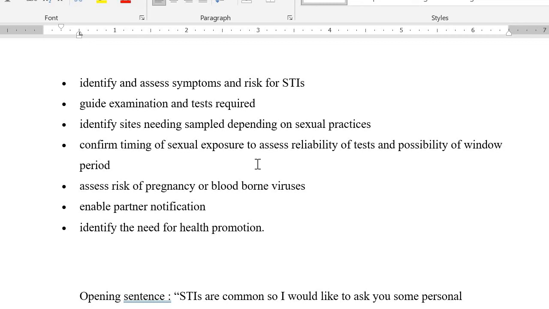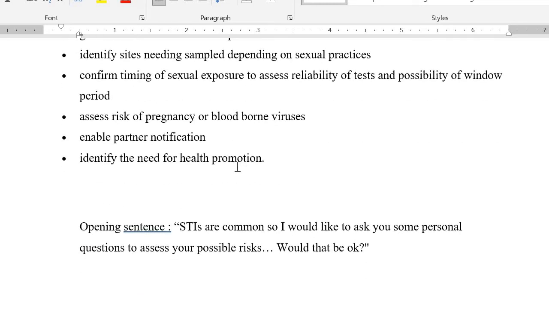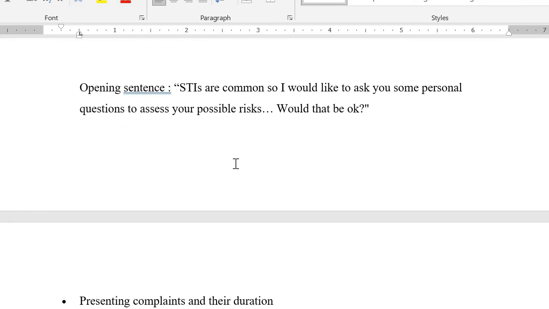So that is the window period, the time between acquiring the infection and then displaying the signs and symptoms of the infection. That is the window period. Assess the risk of pregnancy or blood-borne viruses, enable partner notification, identify the need for health promotion, that is, what are the lapses and how we can improve the health.